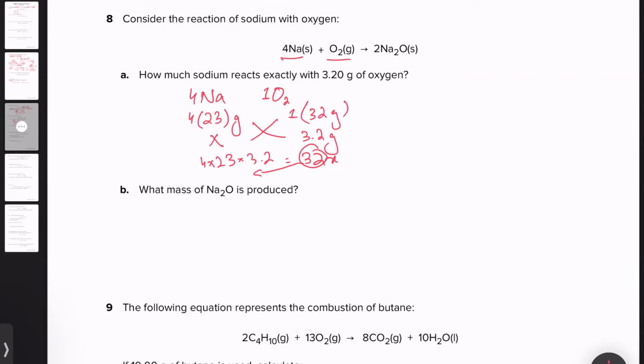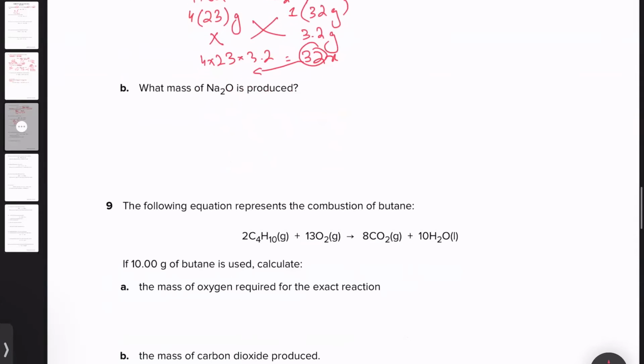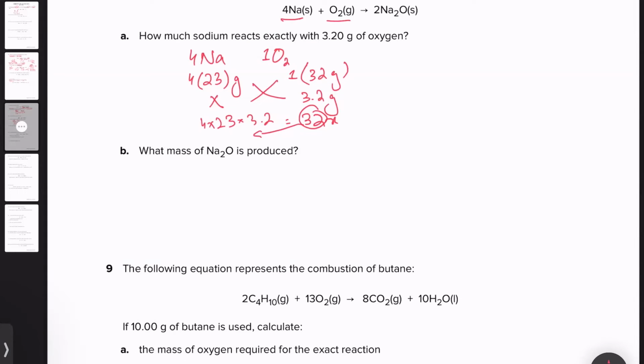1.1. Okay, so that might be the answer. Are you sure? Oh, wait. Sorry, I took 3.2 as the mass of sodium. Oh, okay. Yep, 9.2. There you go. That's the answer.